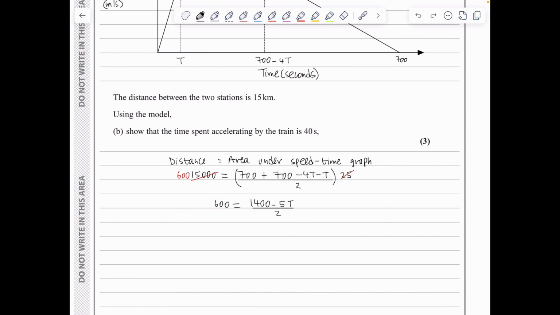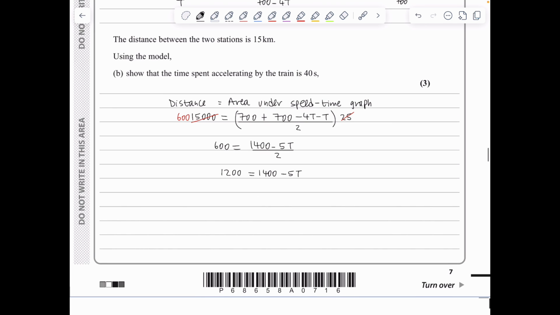by 2. So if we cross multiply, we get 1200 being equal to 1400 minus 5t, and therefore we get that 5t is equal to 200. Let's divide both sides by 5 to get that t is equal to 40. And therefore we conclude that the time spent accelerating by the train is 40 seconds.